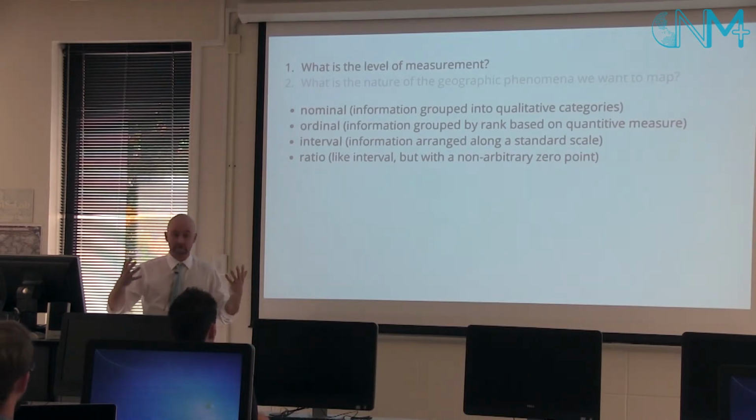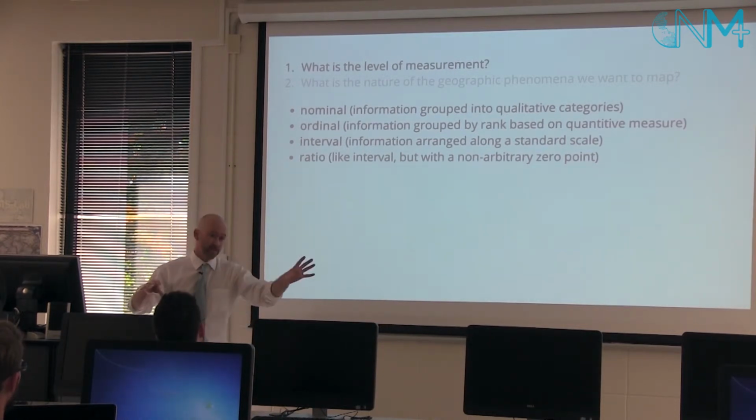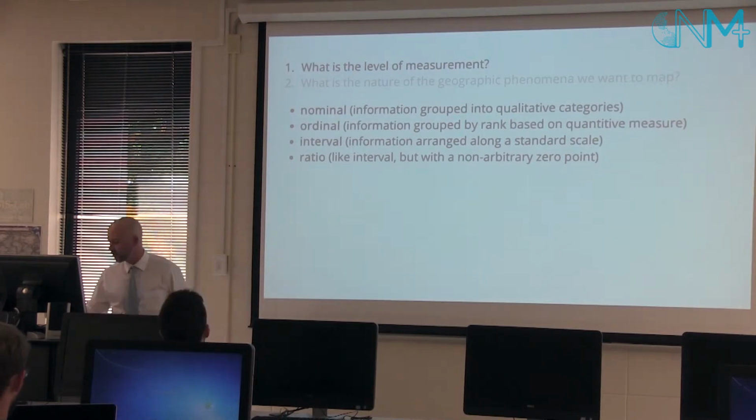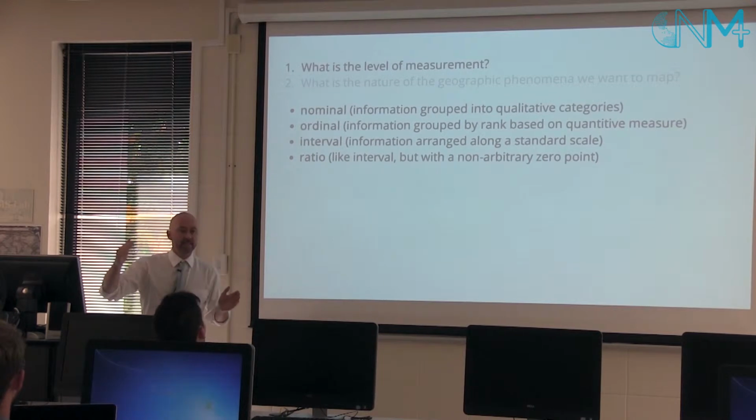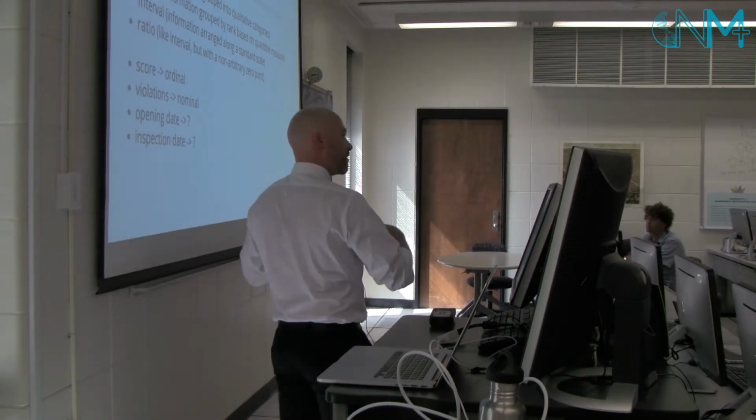Nominal, which is categories, right? Do I have fast food restaurants versus high-end restaurants? Do I have Italian versus, this is a nominal category. Ordinal, ranking these, so maybe based off of price range might be an example of ordinal. Interval data and ratio.